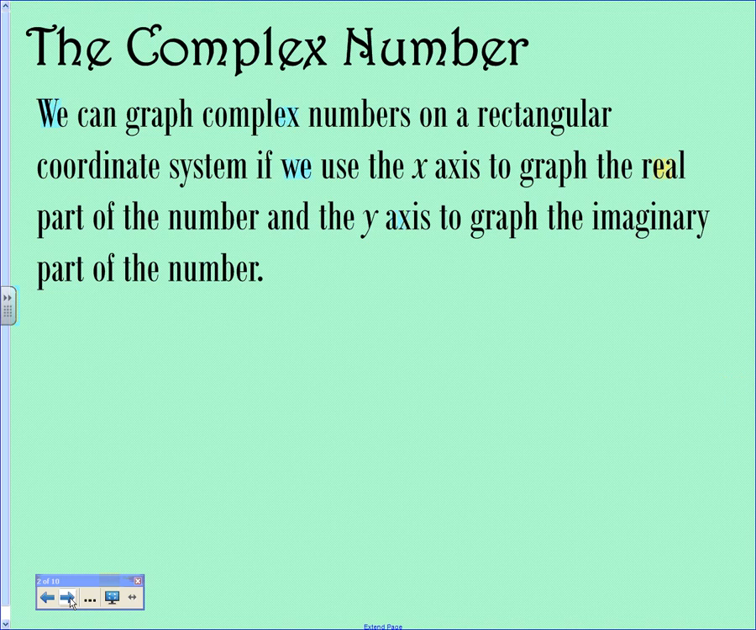So when we graph complex numbers on a rectangular coordinate system, the x-axis becomes the real part of the number, and the y-axis becomes the imaginary part of the number.